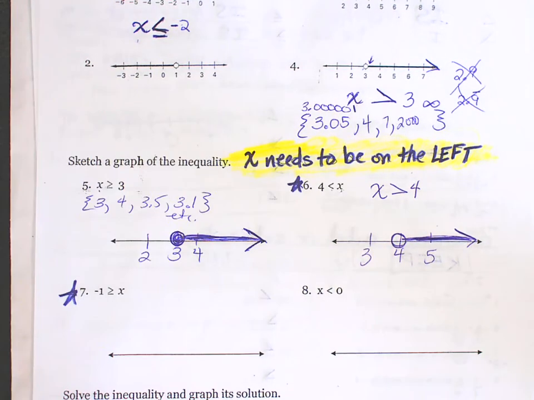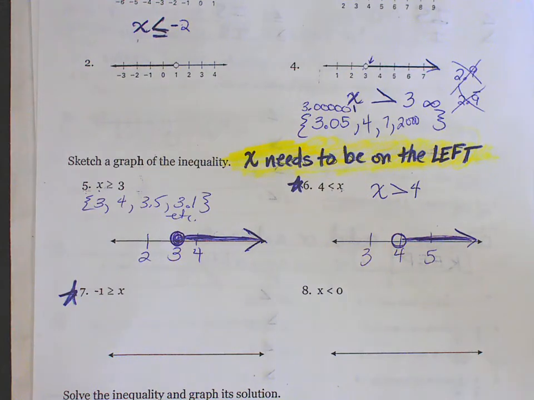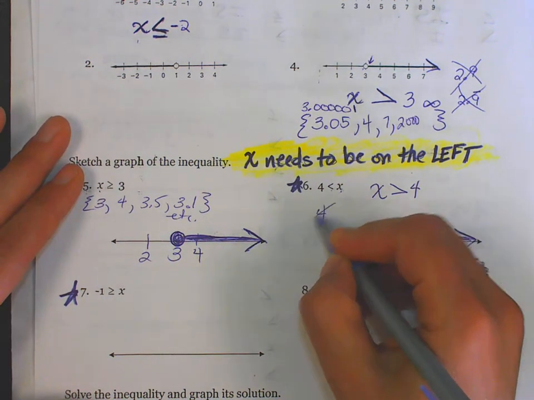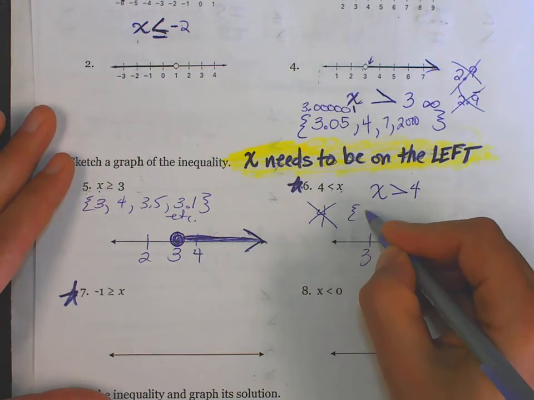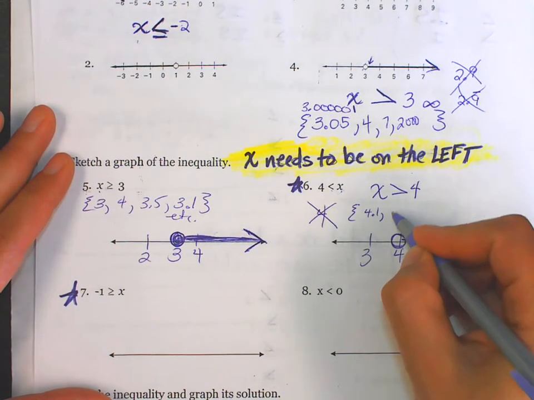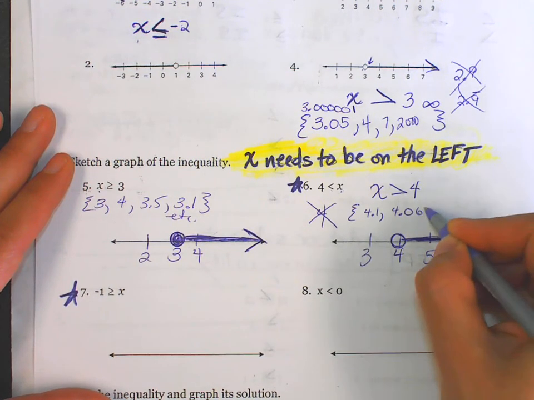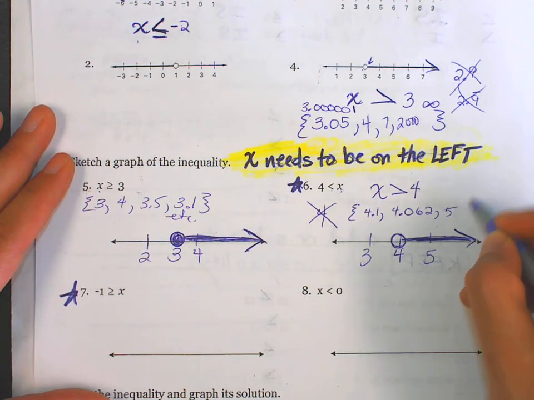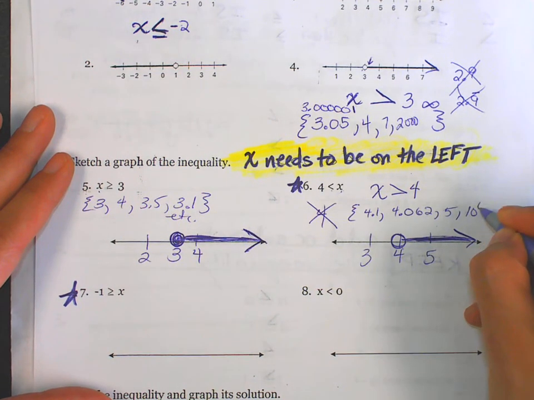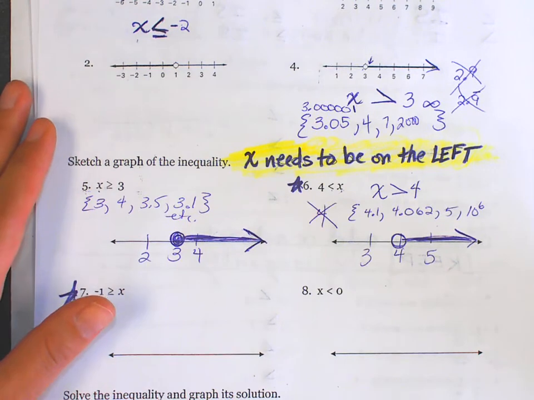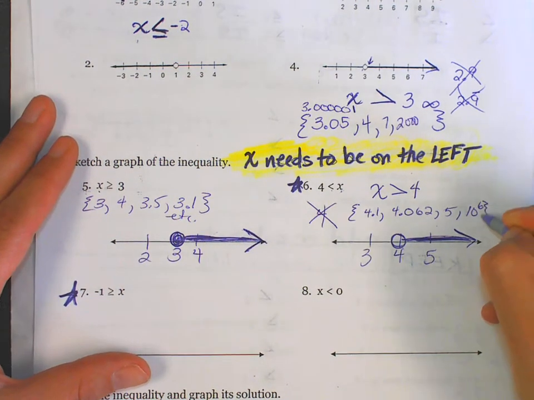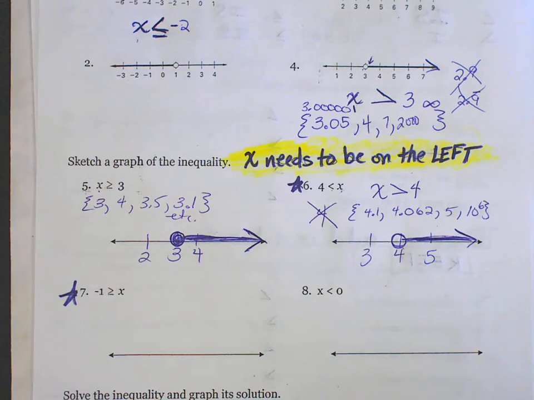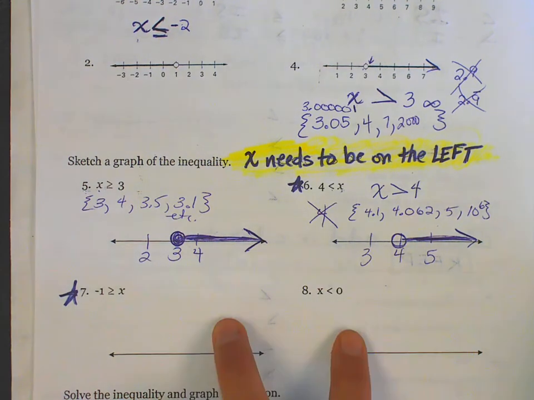3 is not an answer. 3.5 is not an answer. 3.9 repeating, not an answer. 4 is not an answer. 4.1 is an answer. 4.062 is an answer. 5 is an answer. 2 million is an answer. Whatever, 1 with 6 zeros. It's a little scientific notation kind of thing there. It's big numbers. Okay, do these two without me.